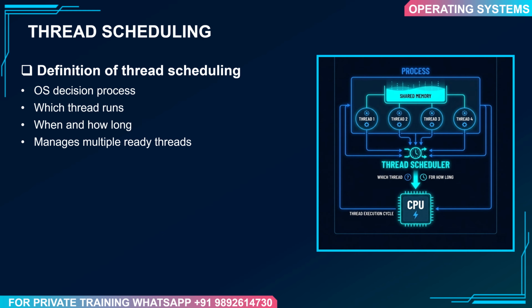Thread scheduling is the process by which the operating system decides which thread gets to use the CPU, when it gets it, and for how long. We already know that a thread is the smallest unit of execution inside a process. Multiple threads can exist inside a single process, sharing the same memory but doing different tasks. Now, the big question becomes this: when there are many threads ready to run, how does the OS choose which one runs next? This is where thread scheduling comes in.